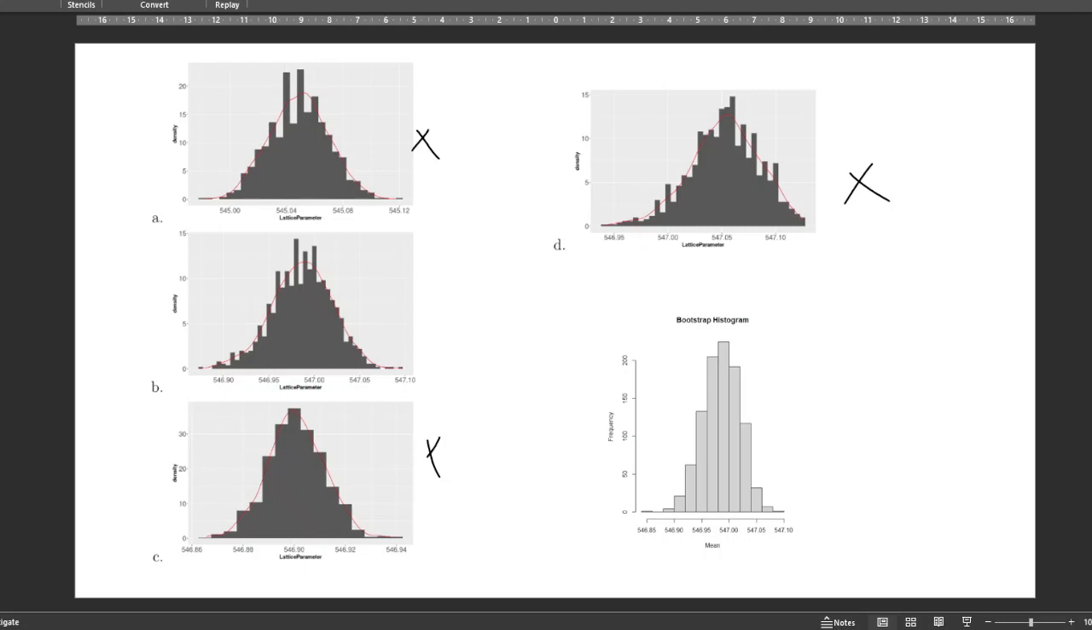Let me tell the exact value of the mean. So the exact value of the mean is 546.96. So only this graph is close to that 546.96. So I have generated the bootstrap histogram. This is also coming close to 546.96, 546.96 or 97.